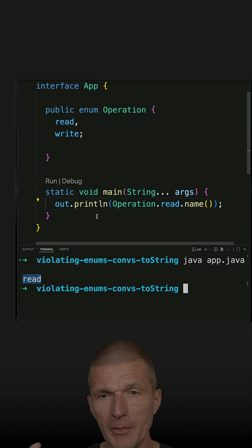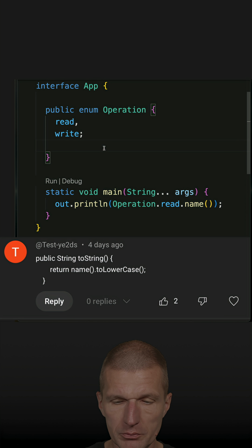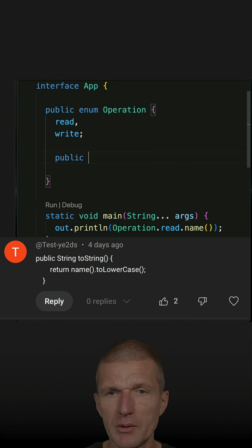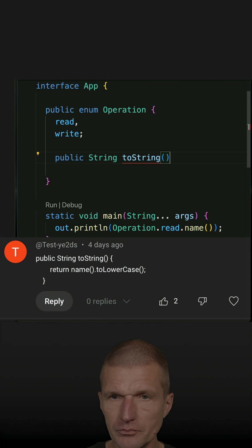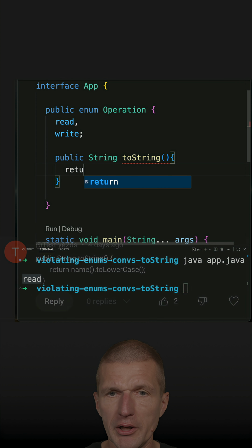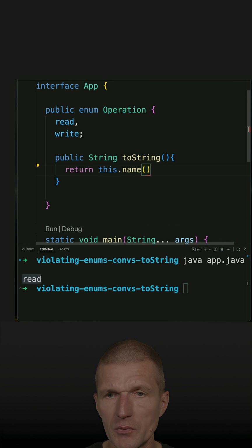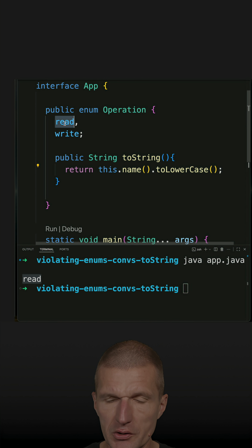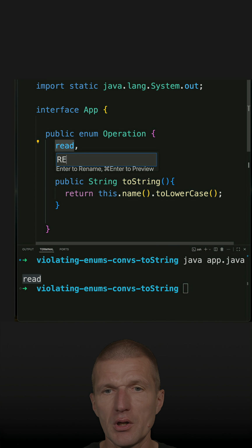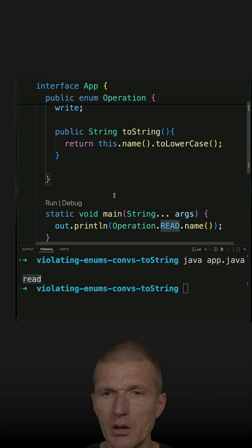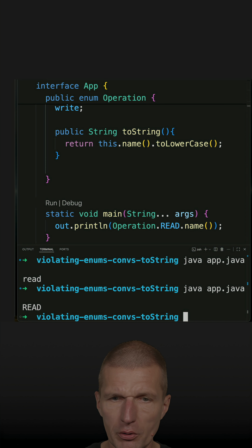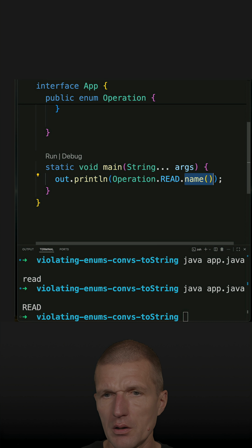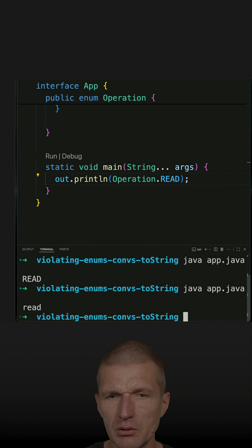so I don't need any additional mapping. I got a good proposal, and one of them was to overwrite the method toString and then return whatever I need. So for instance, name, then toLowerCase. And of course, then the idea is I could keep this uppercase read. And so this will only work, of course, if I just actually use the toString method. So name is still the capital case.